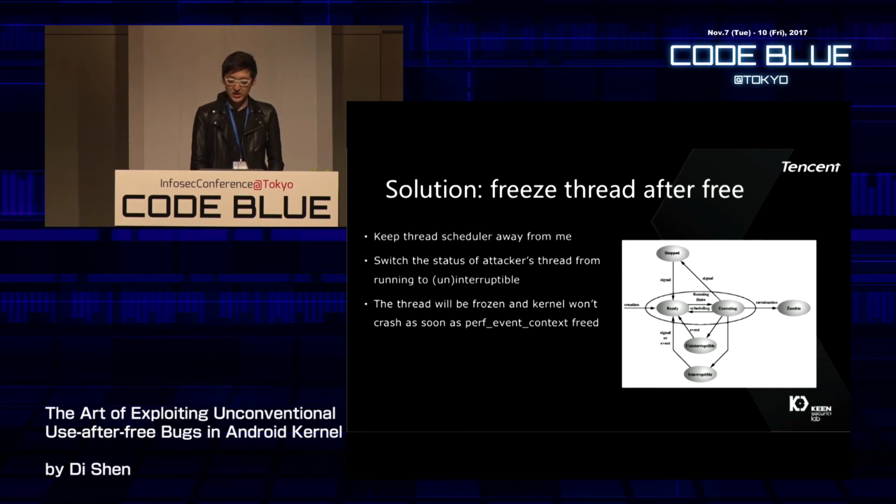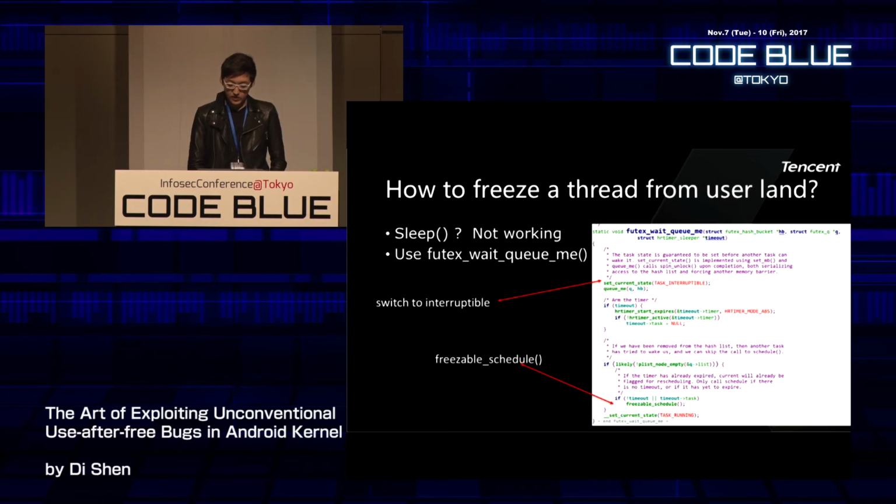But if the thread exits or is terminated by others, it will turn into a zombie. And also, there is another possibility. The thread can also turn to an interruptible or uninterruptible status voluntarily. So that's exactly what I want. If a thread turns to the uninterruptible status, it will not execute again. In other words, the thread is frozen. So to freeze a thread, we need the thread to switch to the interruptible status voluntarily.